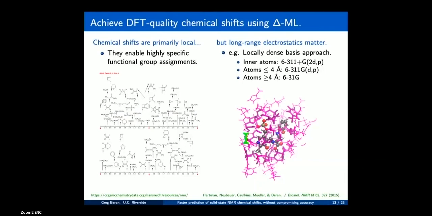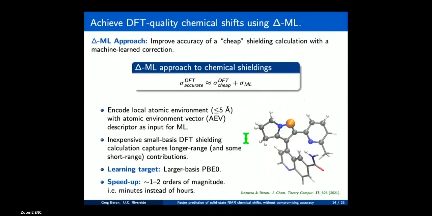And so our idea here is to try to combine this good description of the local environment with some sort of longer range but explicit description of those longer range interactions that are missing in present day machine learning models. And so the way we do this is with something called a delta ML approach. And we didn't invent this or anything. We just are applying it here to the context of NMR. But the idea of a delta ML approach is, rather than us trying to machine learn directly from structure to shielding or shift, we're going to start with a cheap, crude calculation of the chemical shielding, and then we're going to try to machine learn a correction that brings that one up to the quality of a higher level calculation.